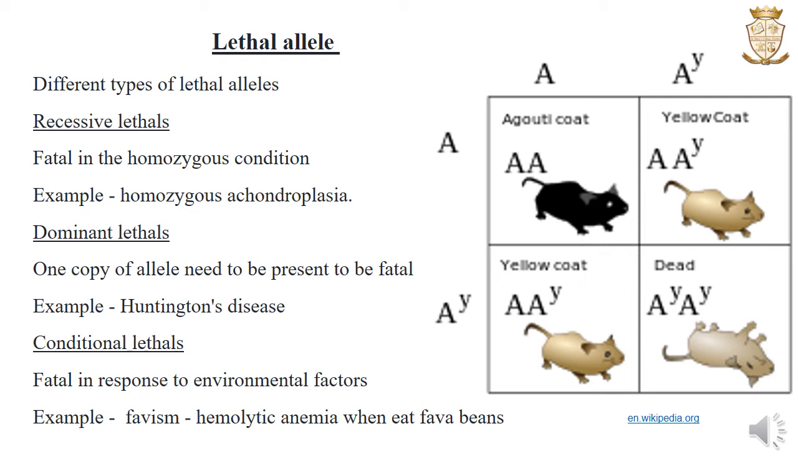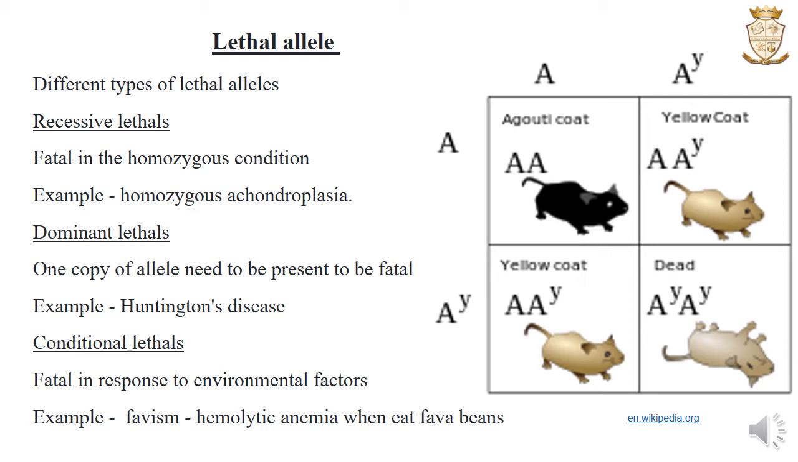An example of a lethal allele is the lethal yellow allele, which is due to a spontaneous mutation that makes the coat color yellow in mice. Mice that are homozygous for this allele, A^Y A^Y genotype, die early in their development. So this is a situation where the allele becomes lethal in the case of a homozygous condition. So there are different types of lethal alleles. They are recessive lethal, dominant lethal, and conditional lethal alleles.